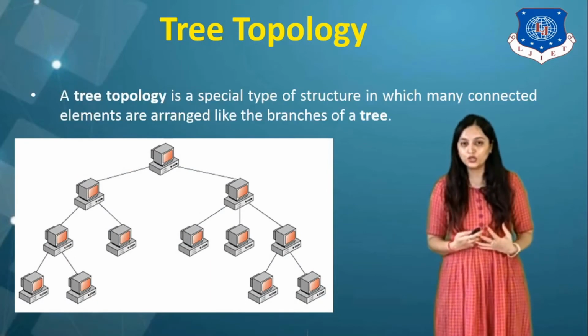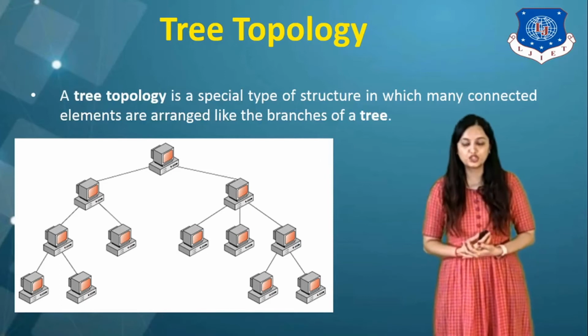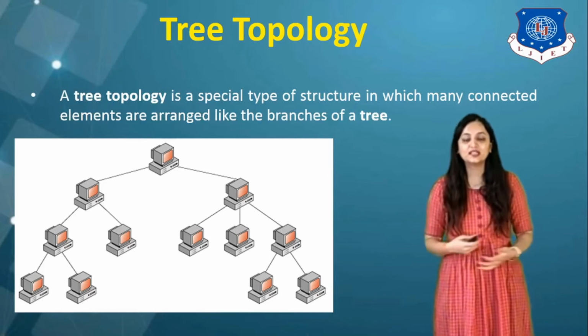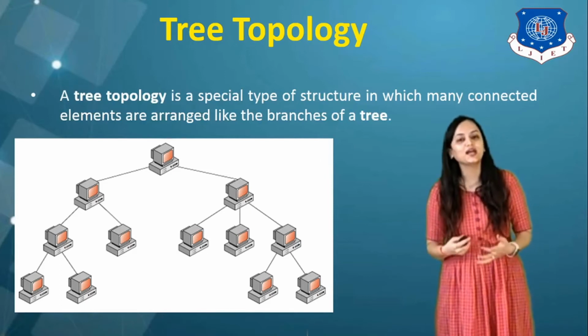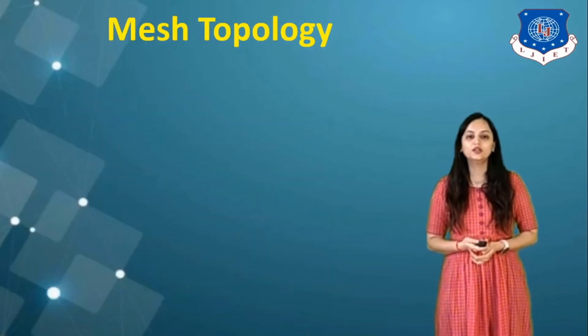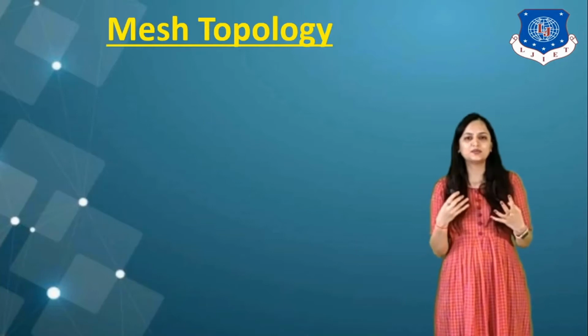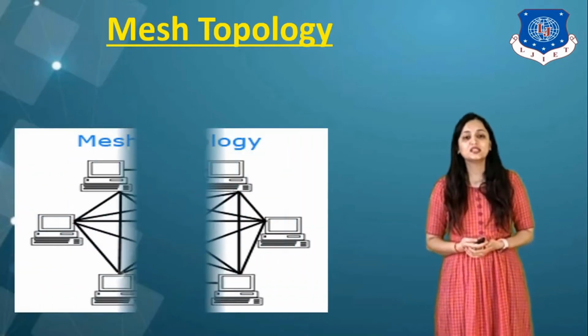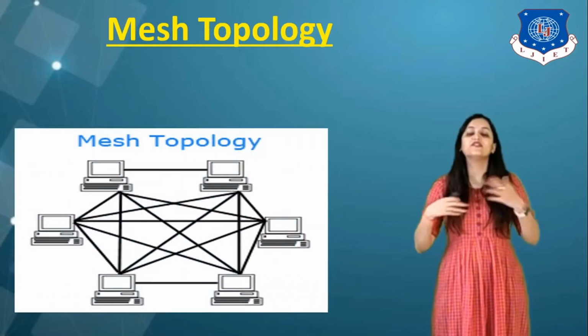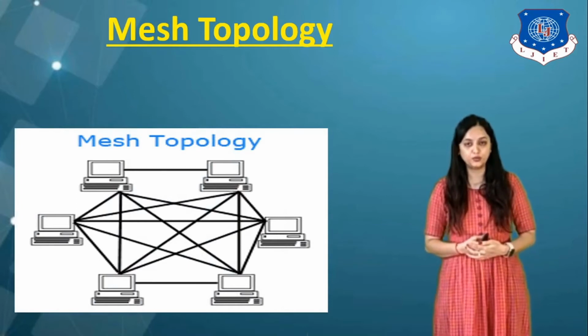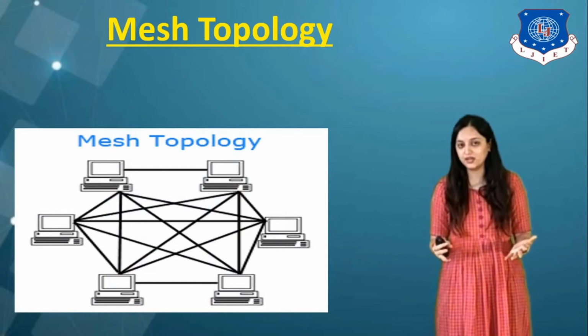So, a tree topology is a special type of structure in which many connected elements are arranged like the branches of a tree. Now, the next is mesh topology. As the name suggests, it is shaped like a mesh. That means in this, all the devices are connected to every device in that particular network. That means there is no central device in this.